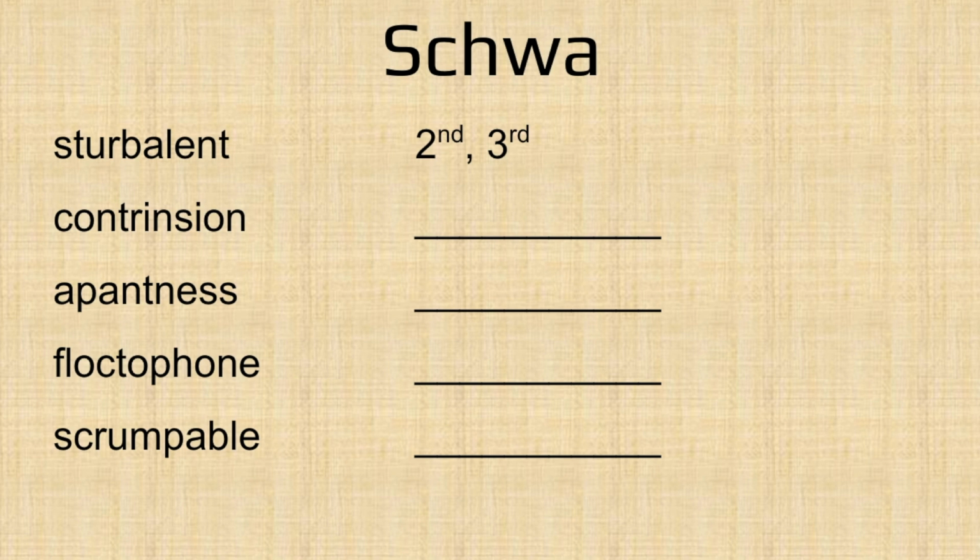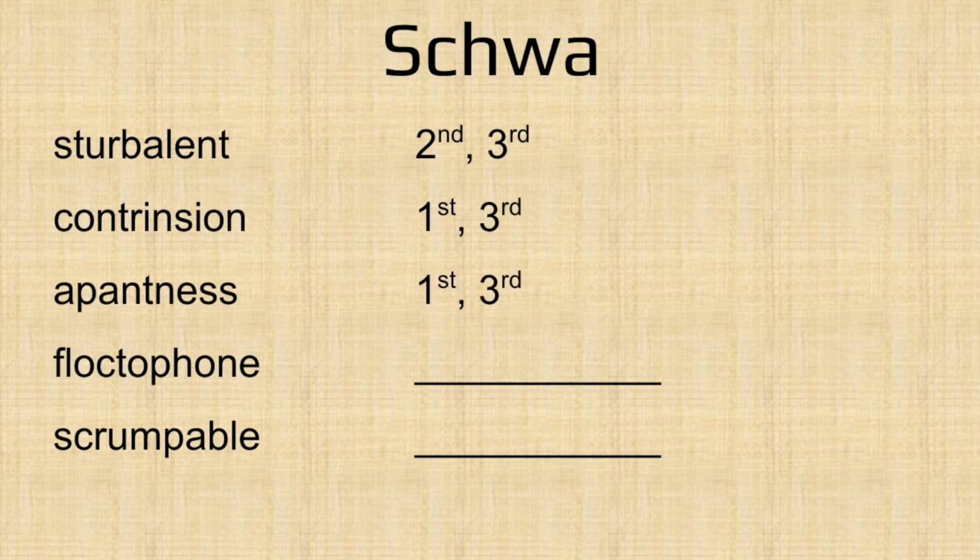Contrition, well, if we think of conversion or conviction, again, you've got the kun and the shun. Apantness, well, again, that short a at the beginning, and ness always pretty much has that schwa sound. So if you think of a word like adroitness, which is similar, first syllable and third syllable. Floctophone, so three-syllable word ending in phone. Lots of analogies for that.